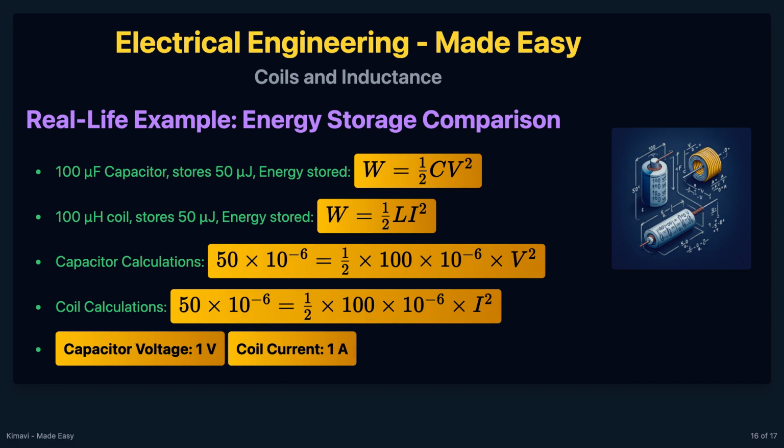Consider a 100 microfarad capacitor and a 100 microhenry coil, both storing the same amount of energy, 50 microjoules. For the capacitor, 50 times 10 to the power of -6 equals 1/2 times 100 times 10 to the power of -6 times V squared, which implies V squared equals 1, resulting in a voltage of 1 volt. For the coil, 50 times 10 to the power of -6 equals 1/2 times 100 times 10 to the power of -6 times I squared, which implies I squared equals 1, resulting in a current of 1 ampere.